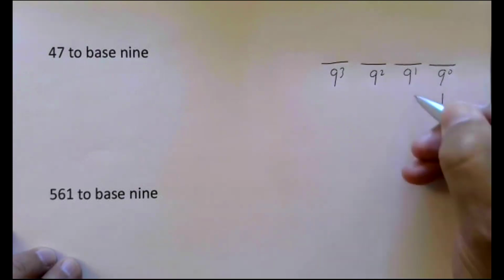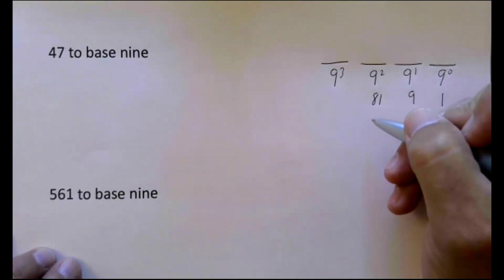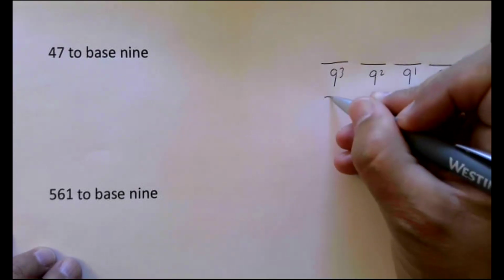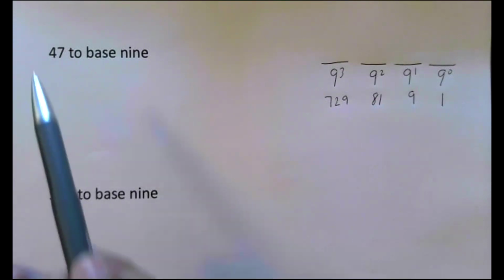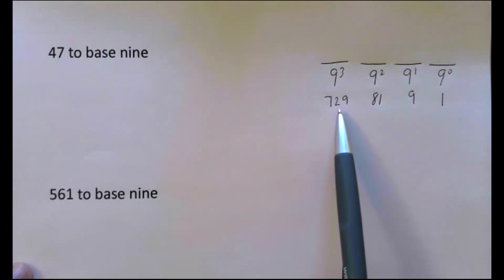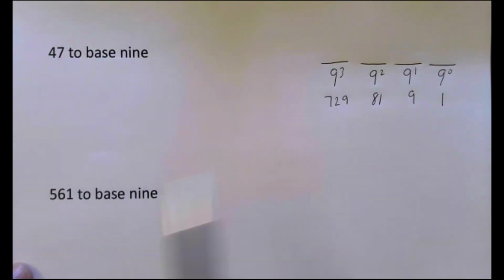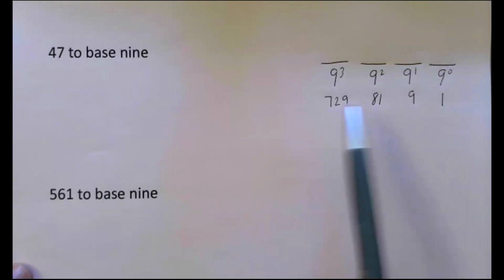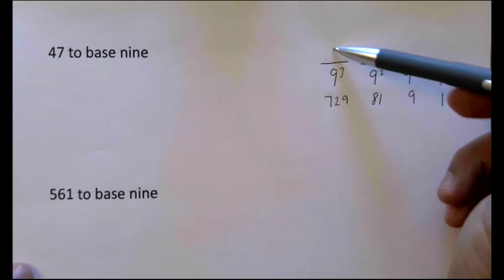Of course, 9 to the 0 is 1. 9 to the first power is 9. 9 times 9 is 81. 9 times 9 times 9 is 729. Okay. I don't really think I need to go any further at the moment, and that's because the numbers I'm dealing with are not that big, right? I mean, 47 isn't even that big. 561 is bigger than 81, but it's not that big. So I'm really not going to need this place value at all.